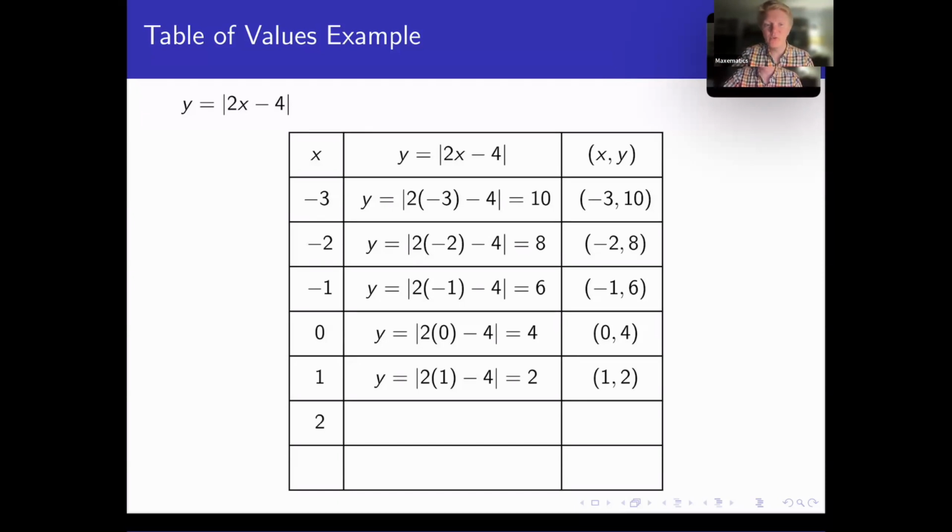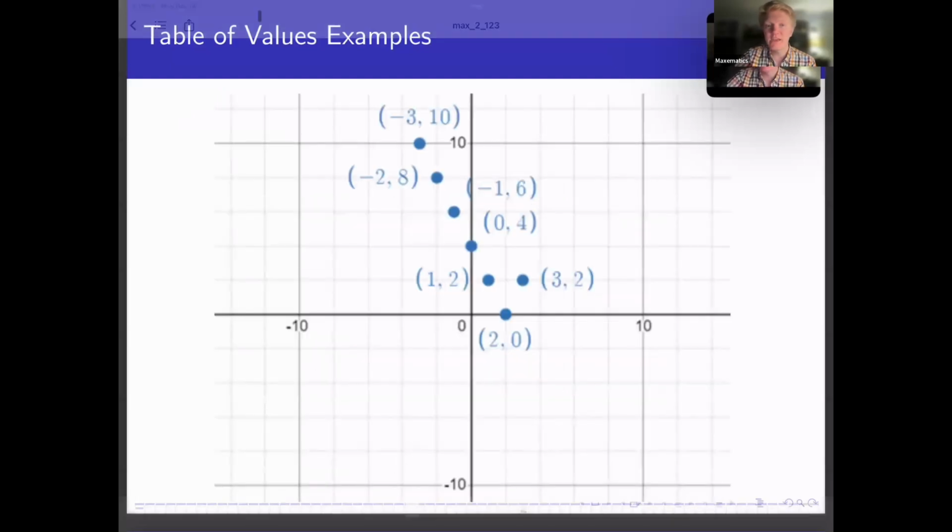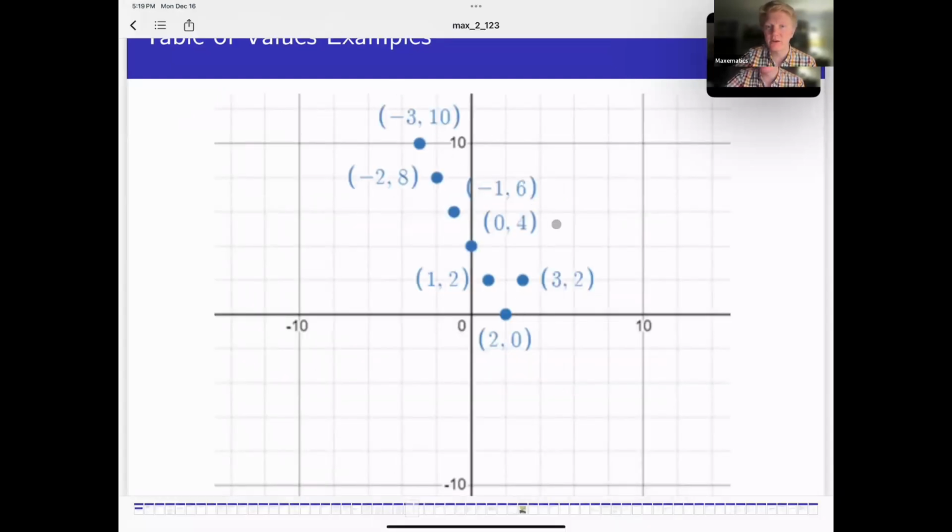All right, if we plug in 2, 2 times 2 is 4. 4 minus 4 is 0. The absolute value of 0 is 0. (2, 0). And do one more. 2 times 3 is 6. 6 minus 4 is 2. The absolute value of 2 is 2. So (3, 2) is a point. So let's plot all those points. And we actually kind of get a check mark type of thing right here.